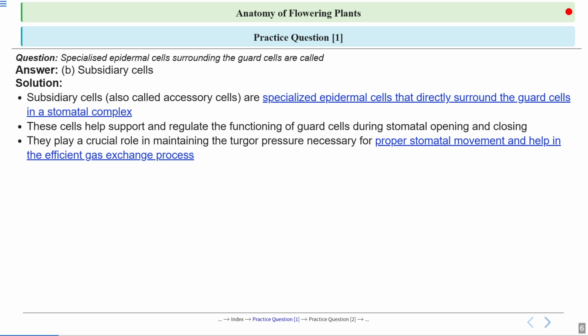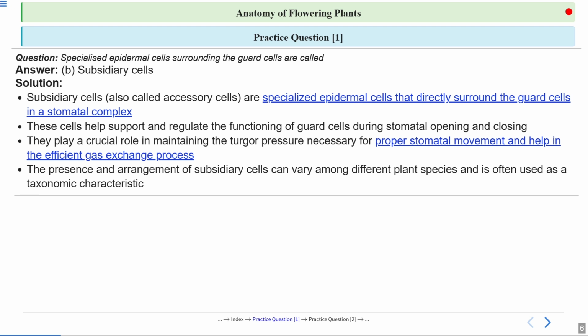They play a crucial role in maintaining the turgor pressure necessary for proper stomatal movement and help in the efficient gas exchange process, right? To maintain the turgidity in the guard cells, these cells provide some movement of water from the subsidiary cells to the stomatal guard cells, right? So that the guard cell could be open, and the pore is open so that gas exchange could take place during photosynthesis and respiration.